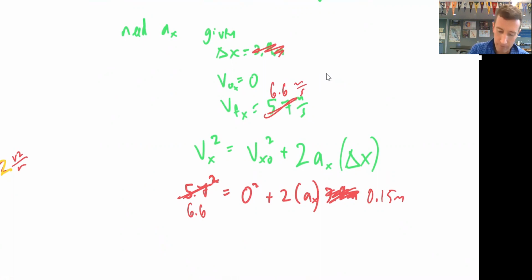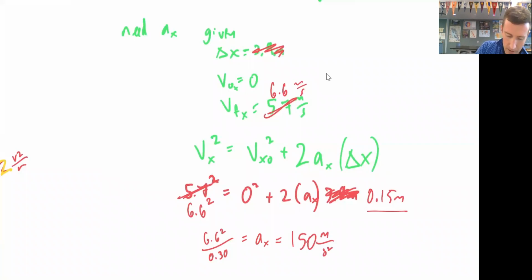In this case, the final velocity angled is 6.6 meters per second. And I do that push over 15 centimeters on the frog's legs. That's when the acceleration is taking place. So it's really important to keep those orientations accurate. Okay. 6.6 squared divided by 2 times 0.15 gives me 6.6 squared over 0.30, which gives me the acceleration, right around 150 meters per second squared.